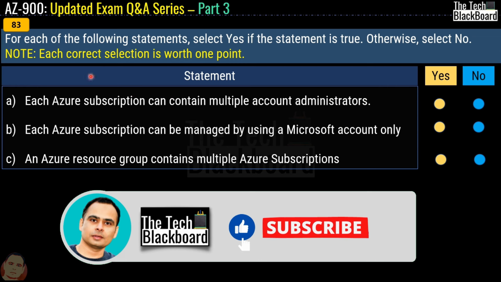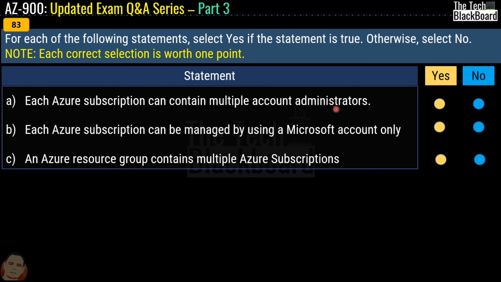Moving on with question number 83, which is a yes-no kind of question. Let's read the first statement. The first statement says each Azure subscription can contain multiple account administrators. You have to tell whether it's a yes or a no. The correct answer for this question is no. Now let me give you all the answers first, and then I will give you my logic behind choosing these answers. The second statement says each Azure subscription can be managed by using a Microsoft account only. The correct answer for this is no. Moving on with the third statement, an Azure resource group contains multiple Azure subscriptions. The correct answer for this one is also no.